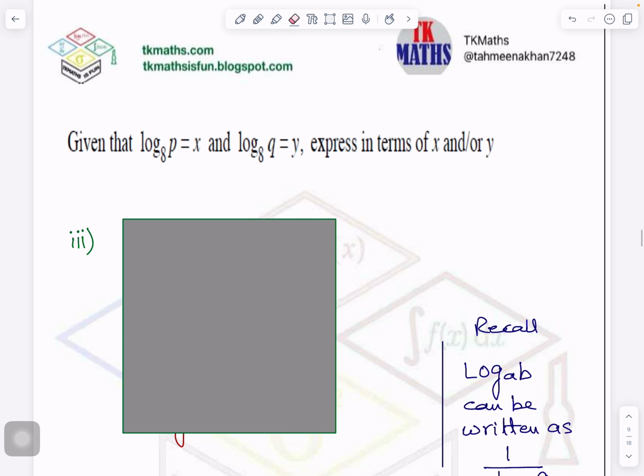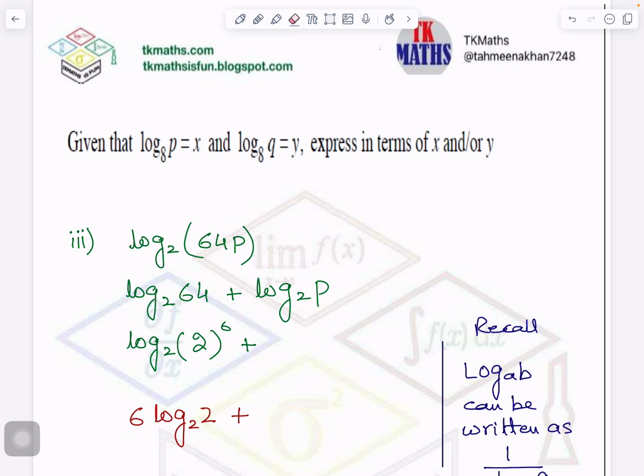So, part 3. I did not solve it completely. I thought I would solve it with you so that you can understand it fully. I have done the basic steps, which is applying the product rule: log 64 base 2 plus log p base 2. But now I have to change it to base 8. This is the whole target behind it. 64 is equal to 2 power 6, and then I applied the power law. So this much was okay.